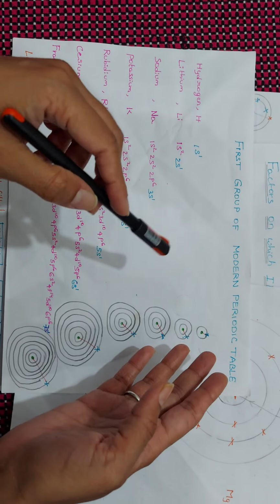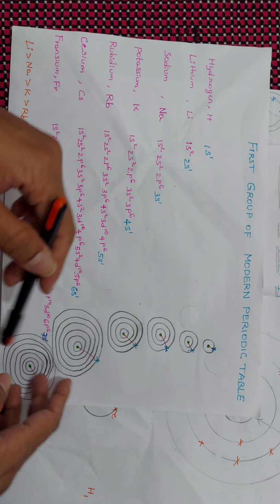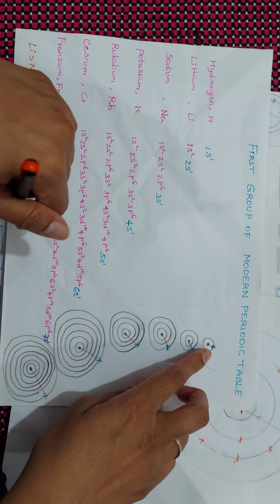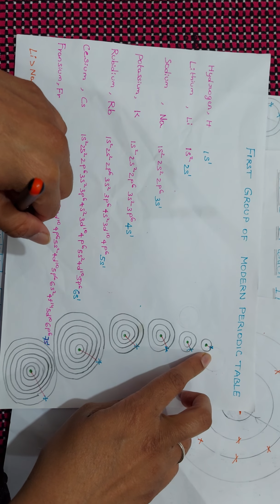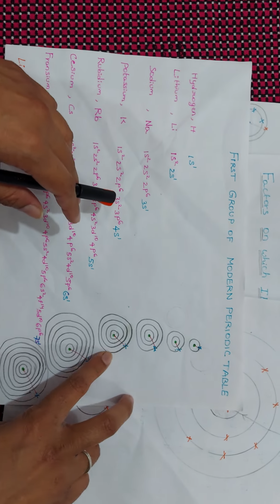That means ionization energy goes on decreasing. So we can easily remove. So the amount of energy we have to supply for removing the electron is highest for hydrogen, and then it goes on decreasing as we go down the group.